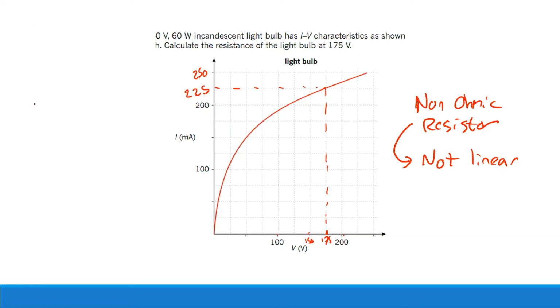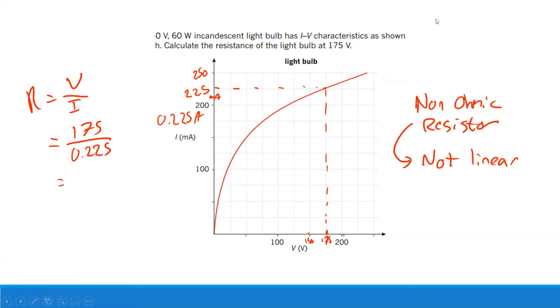So the resistance is the voltage divided by the current. The voltage is 175 volts. The current is 0.225, because remember, 225 milliamps is actually going to be 0.225 amps. Which is going to be, and I'm going to quickly check chat because I want to make sure that I haven't made a horrible mistake. Answer 225. Kelvin's given the answer already. Let's see if he's right.